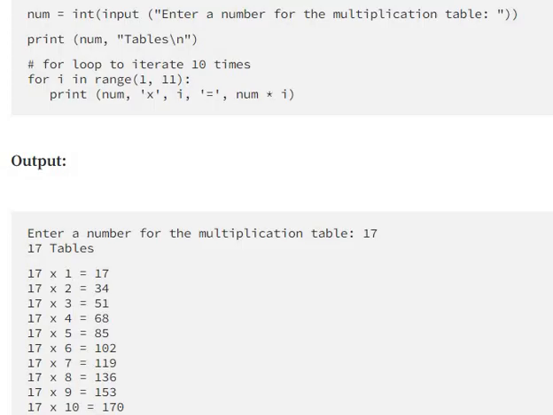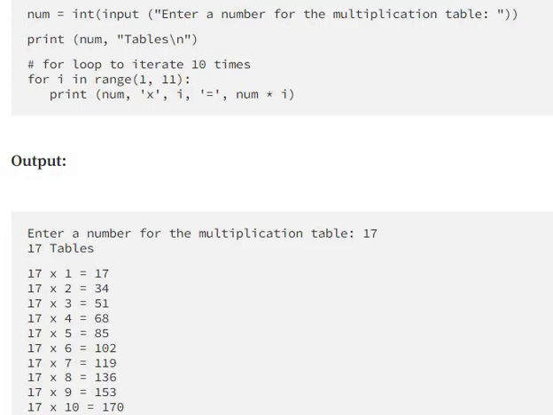Look at the print(num, ...). num is your input here. num comma, look at the symbol, that symbol is the multiplication symbol within quotations, comma i comma, the equal-to sign within quotations, comma and num multiplied by i.